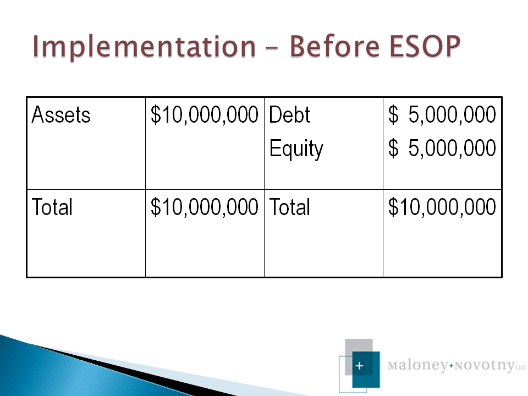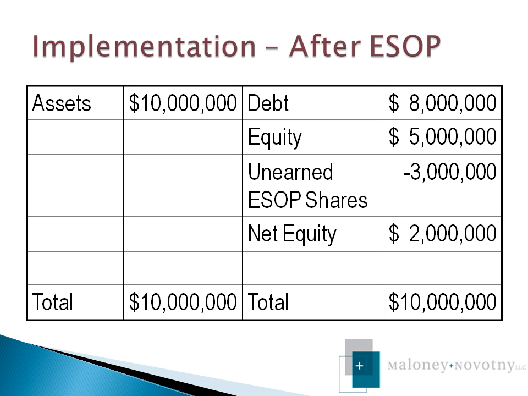At this point, what we need to do is book the loan and create the unearned ESOP shares account. So remember from our example, we took out $3 million in debt, so our debt increased $3 million, and we booked the contra equity account, the unearned ESOP shares, for $3 million. Okay? That's our 30,000 shares at $100 per share. So you see we still have a $10 million balance sheet, but the equity section looks substantially different.